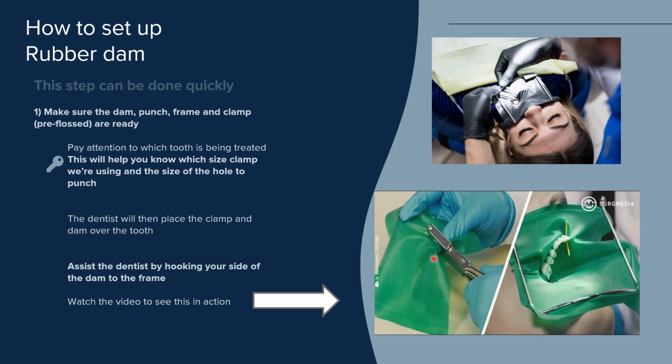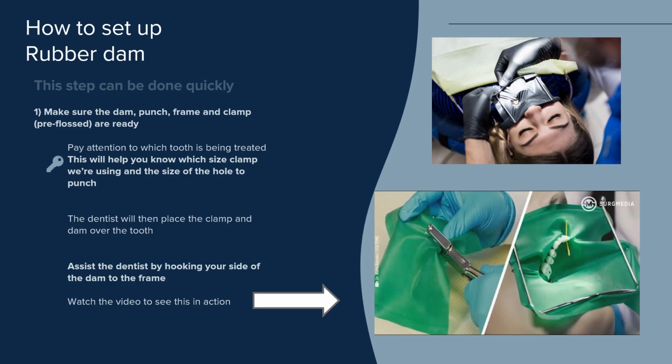Okay, how to set up rubber dam. I think there's a video there. I'll see if I can click it. Make sure the dam, punch, frame and clamper are ready. Pay attention when the dentist is talking to the patient as to which tooth is being treated. If the patient says the tooth right at the back of my lower right jaw is hurting, we're doing a molar. You need a molar rubber dam clamp.